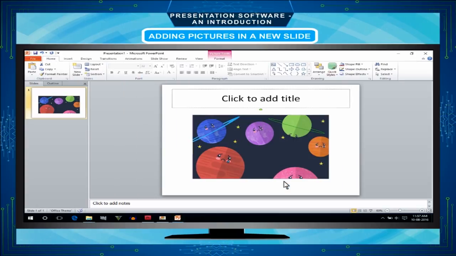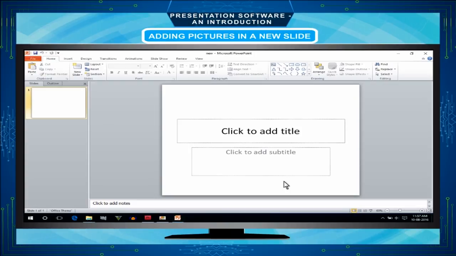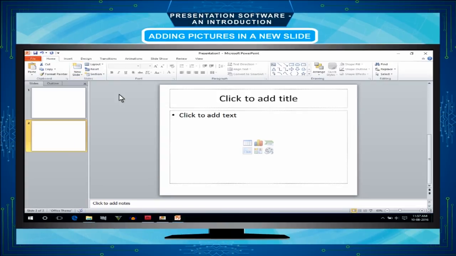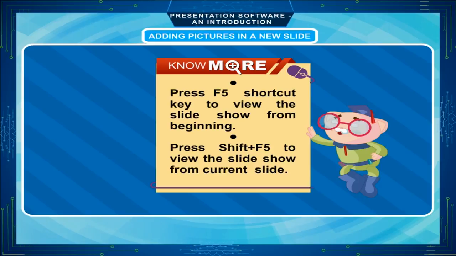Another method to insert picture is to choose title and content layout for the slide and then click on the picture icon in the lower placeholder as shown. Press F5 shortcut key to view the slideshow from beginning. Press Shift plus F5 to view the slideshow from current slide.